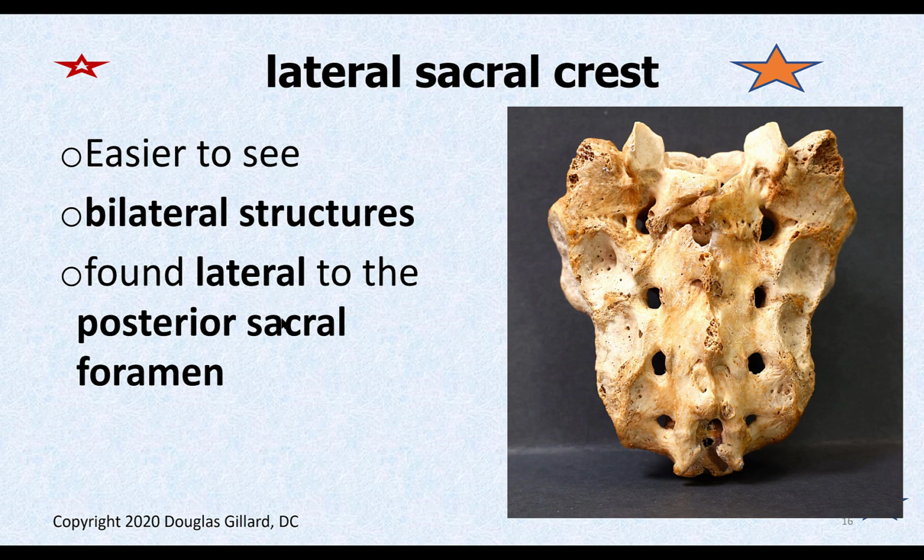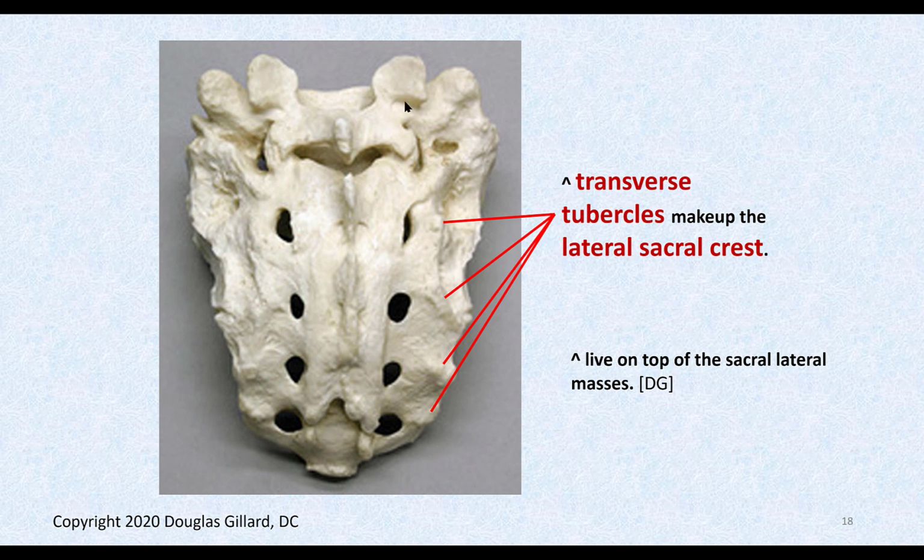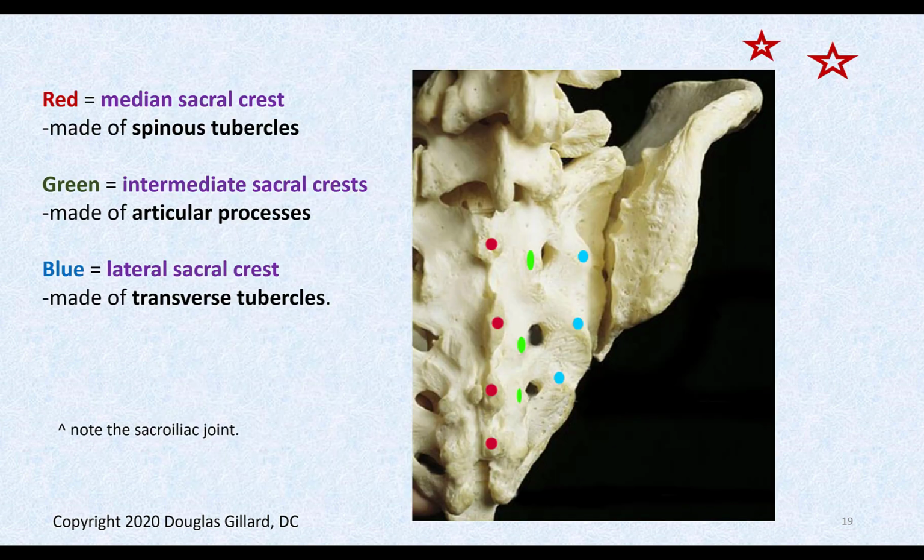Lateral sacral crests, we already said that. Again, they're lateral to the posterior sacral foramen. They're made of rudimentary transverse processes. Rudimentary means they have the potential to turn into transverse processes, but they morphed into something else. And those are called transverse tubercles. Right, and there they are on the specimen. Great, just another picture to help you see these things.